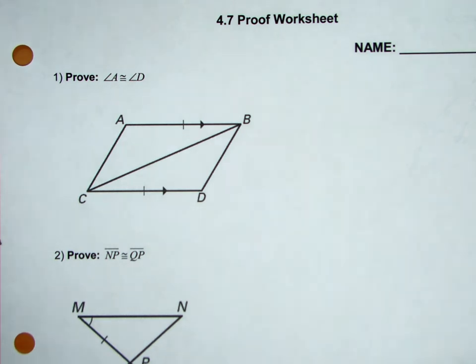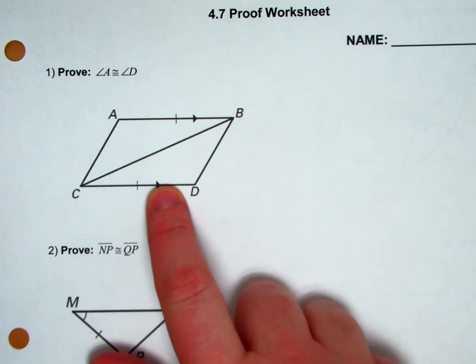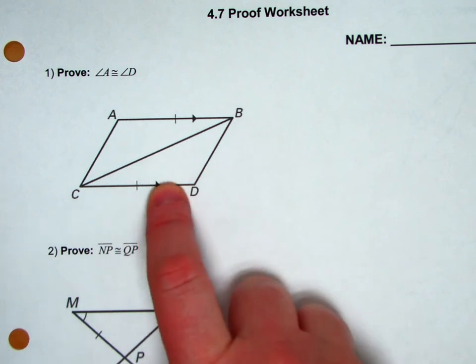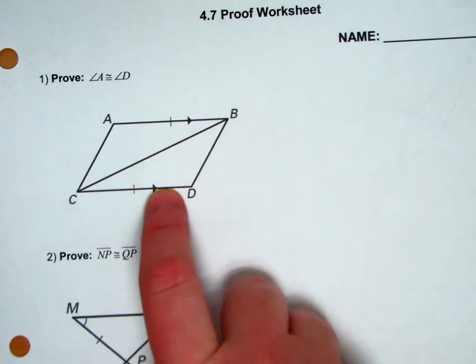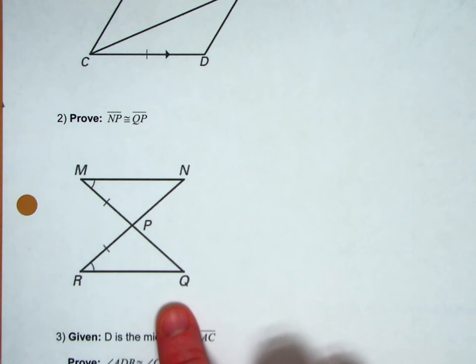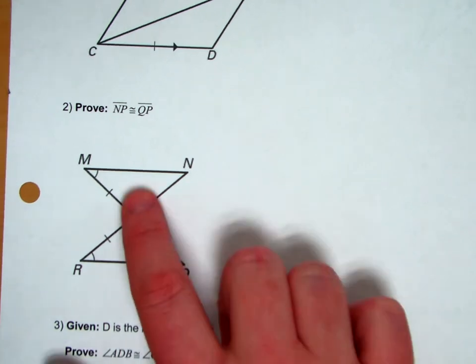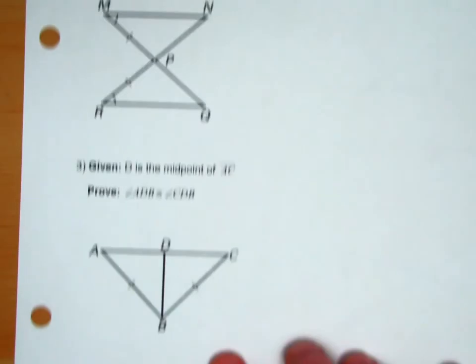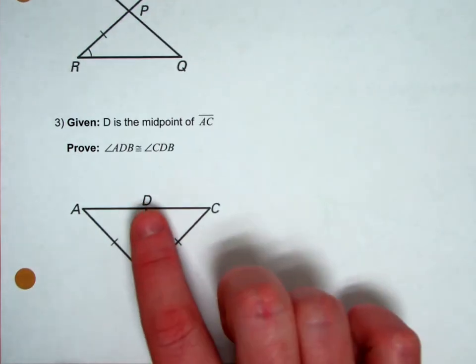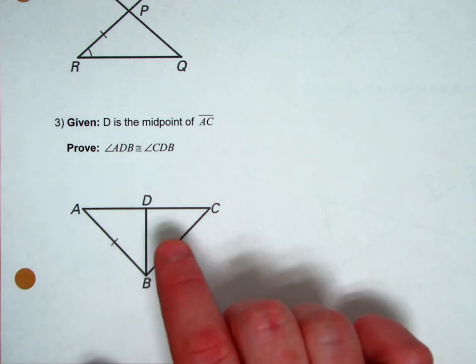So on the first one, you have parallel lines, so you need to figure out if you have corresponding, alternate interior, or alternate exterior angles. Looking at this, you have a Z, so if you remember the Z shape, you have alternate interior angles. This one here, you're looking at a vertical set of angles. On number 3, you have some reflexive going on, and then because of the midpoint, you have to define what the midpoint means.